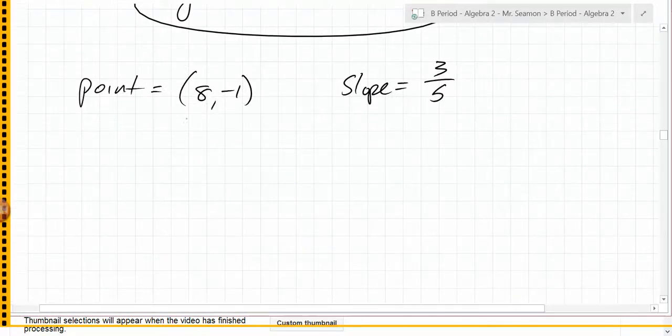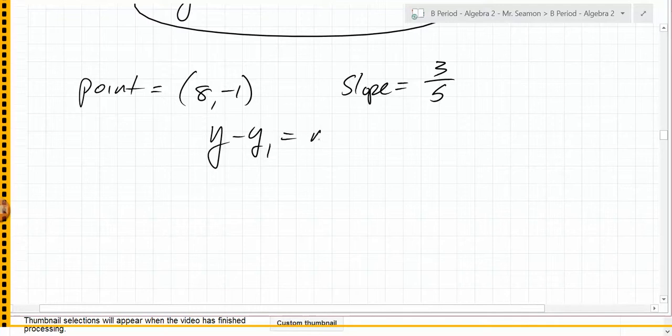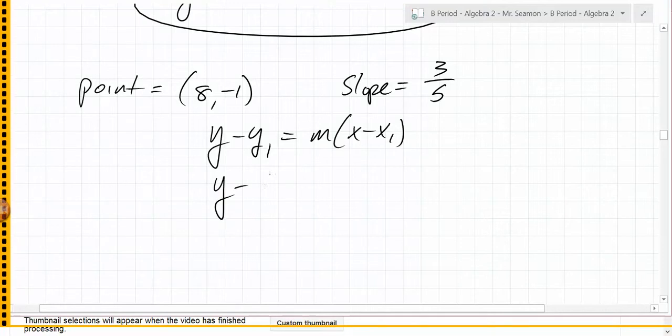Okay, the equation was y minus y1 is equal to m times x minus x1, and you're just filling in the blanks. That's it. So, Kelly, can you just tell me what it is? Y minus negative 1 equals 3/5, parentheses x minus 8. Done. Could you clean that up a little bit?